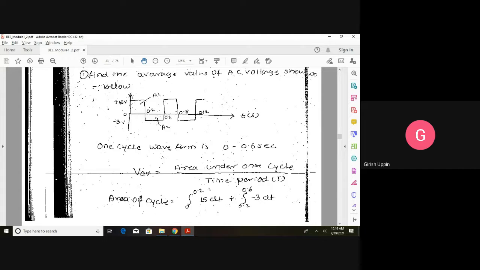If it is an unsymmetrical waveform, we are going to consider the complete one cycle. So we can use the area method. Area of this plus area of this, divided by the time period for the full cycle, that is 0.6. What is the area of this? This length is 0.2, height is 15. 15 into 0.2, I got this area. And what is the area of this? This height is minus 3 and this length is 0.6 minus 0.2. This is 0.4. So minus 3 into 0.4. If I add those two and divide by 0.6, I get the average value.